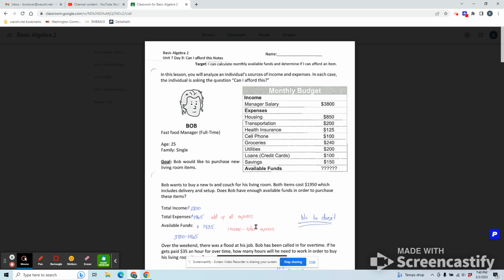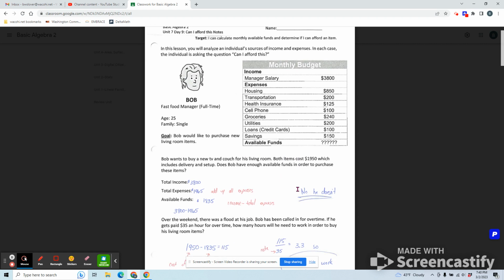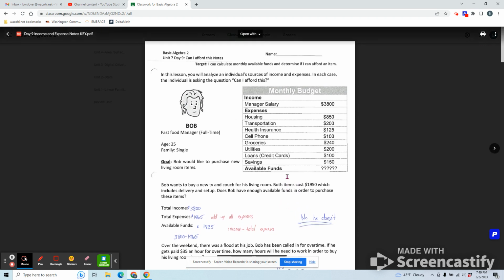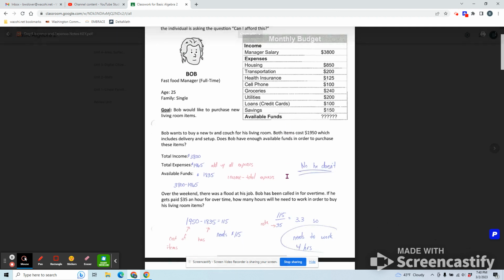So based off that, no, Bob does not have enough money currently in order to purchase those. Now he's pretty close, right? He's only off by $115. But a budget is something that you're supposed to stick to. So he does not have enough in his current monthly budget.